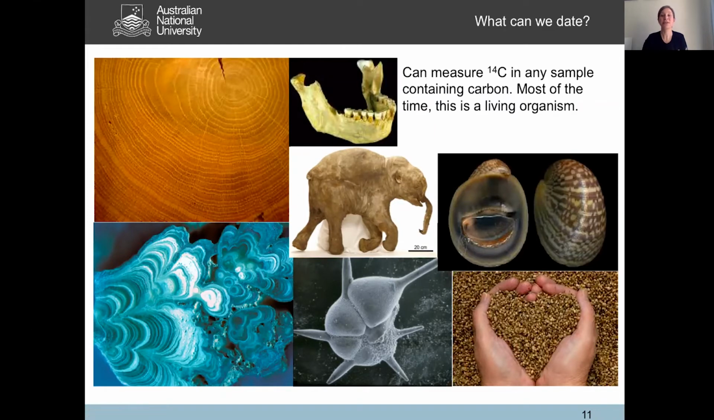jaws and teeth. Occasionally you get these amazing finds. This is a mummy of a mammoth from Siberia, a baby mammoth from Siberia. We can date shells, and these are shells of foraminifera from ocean sediments, and we absolutely love to date seeds.